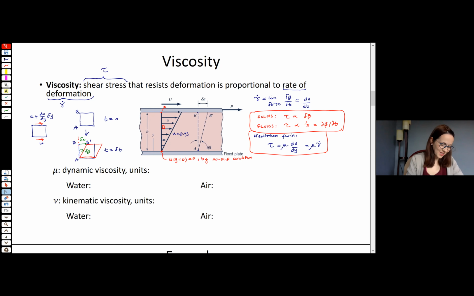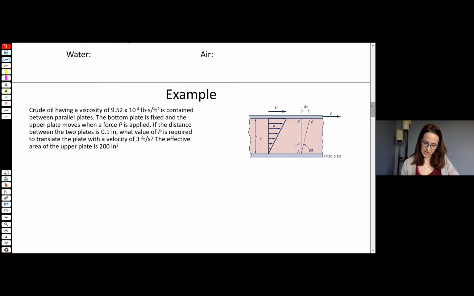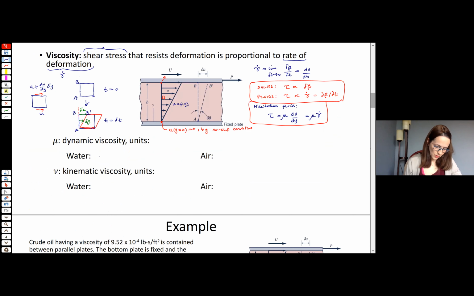Okay, so let's talk about dynamic viscosity, which is mu, the one that shows up in this formula for a Newtonian fluid. For water, it's 1.12 times 10 to the minus 3 Newton seconds per meter squared. I'll just give it in SI units for now. And for air, the dynamic viscosity is 1.779 times 10 to the minus 5 Newton seconds per meter squared.